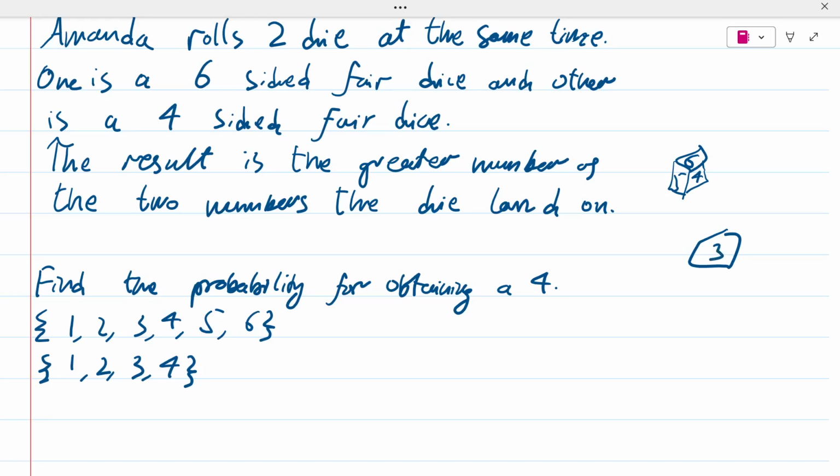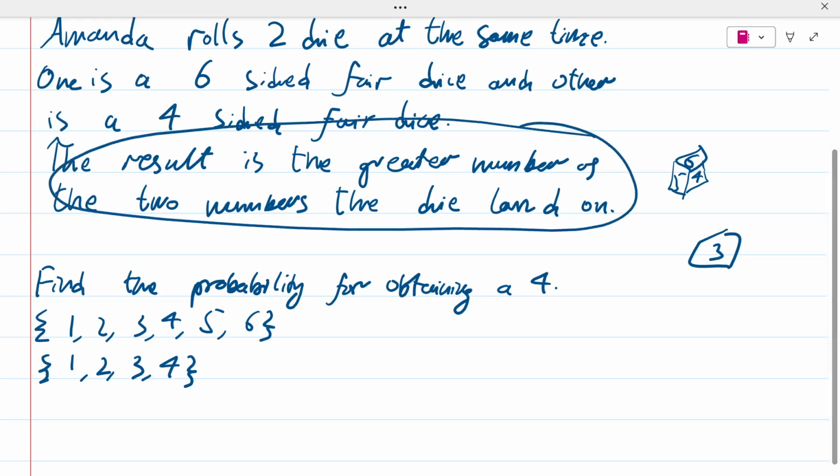Okay. So in this case, the result is going to be 6, right? Now, this is not always going to be the same. The result is not always going to be the greater number of the two.